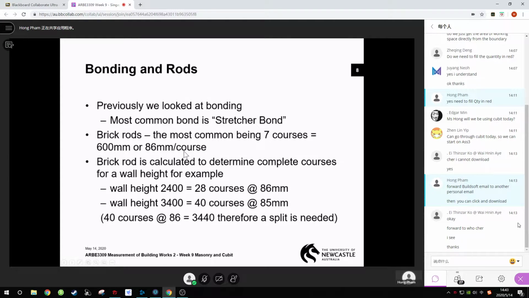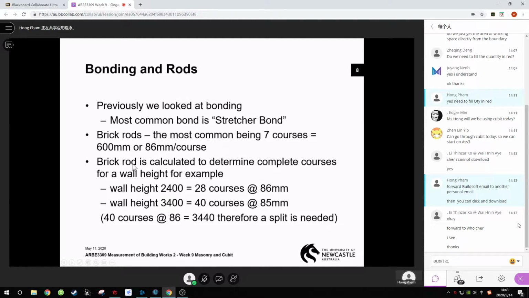So what is a brick rod? A brick rod is actually a stick that is used as a guide for the bricks. We will raise it up after every 7 courses.